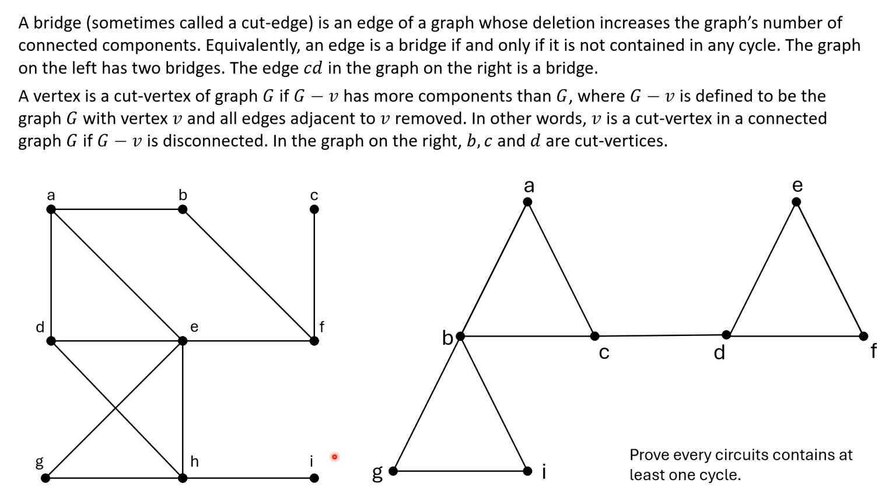On the left, we have two bridges. If you remove this edge here, CF, then you would have a graph C and then everything else. So you would have two disconnected graphs. And if you removed HI, again, you would have two graphs. One would just consist of the vertex I and then everything else here. So that's a graph with two bridges, but we can remove the bridges.